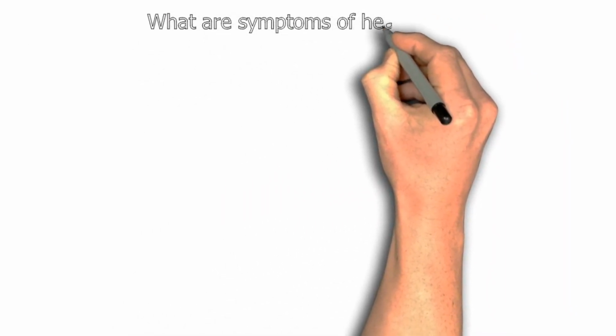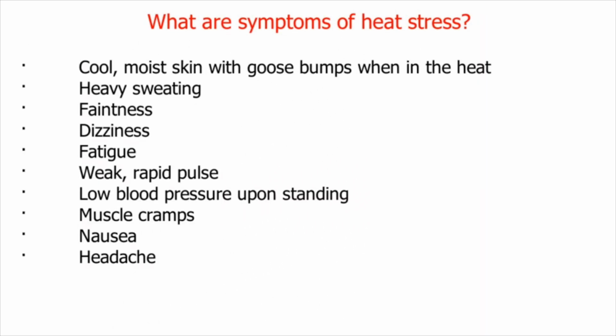What are symptoms of heat stress? Cool, moist skin with goosebumps when in the heat. Heavy sweating. Faintness. Dizziness. Fatigue. Weak, rapid pulse. Low blood pressure upon standing. Muscle cramps. Nausea. Headache.